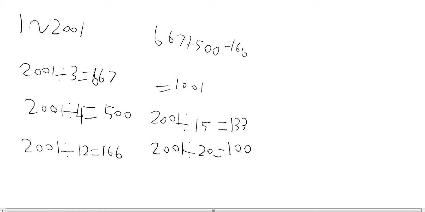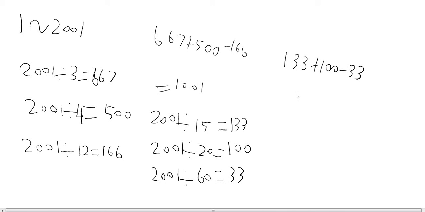But again, we have the same problem. We overcount ones that are both divisible by 15 and 20. In this case, it would be 60. So we have to subtract that. So we have to count number of numbers between those two that are divisible by 60. That gives us 33. So we use the same calculation. 133 plus 100 minus 33. That gives us a nice number, 200.